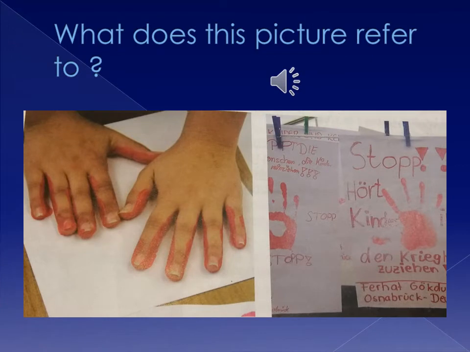Here we have a picture and we have a question. What does this picture refer to? The answer: students are putting red paint on their hands to make posters to raise awareness of child soldiers.